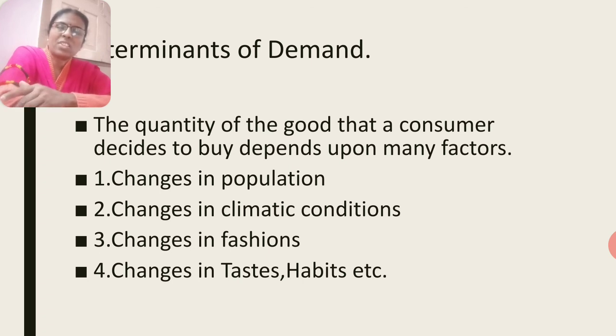So in the next session we will continue the determinants of demand. Once again I will repeat whatever we discussed now. Okay, what is demand? Demand contains three important things. What they are: desire to have a commodity, ability to pay the price of it, and willingness to pay the price of it. Demand is backed up by desire to have, ability to pay, and willingness to pay the price of it. And demand always refers to a particular time and a particular price.